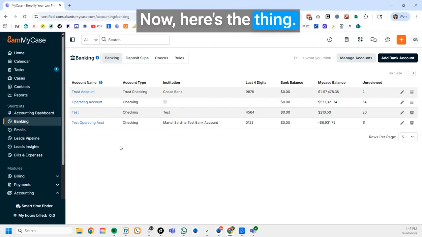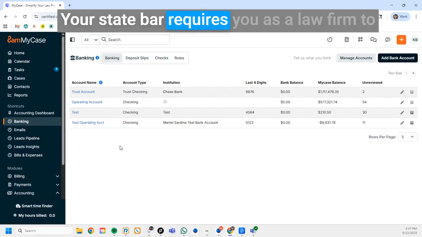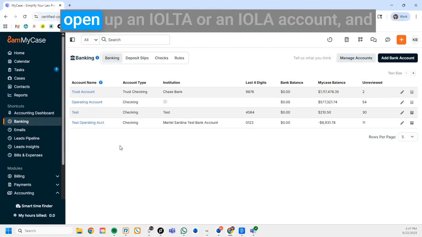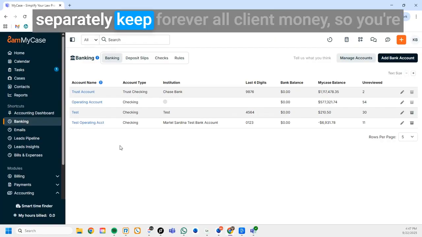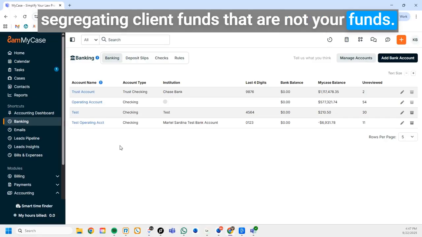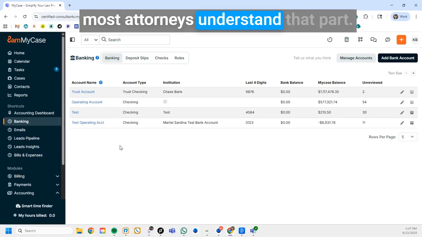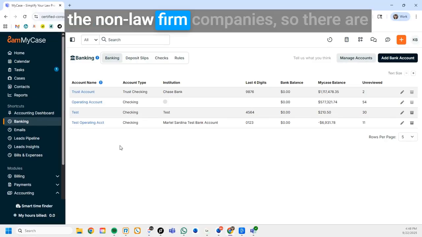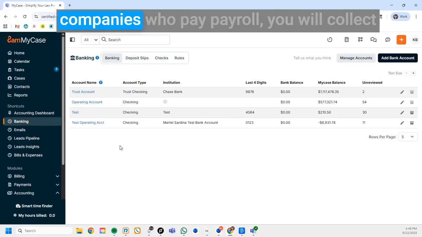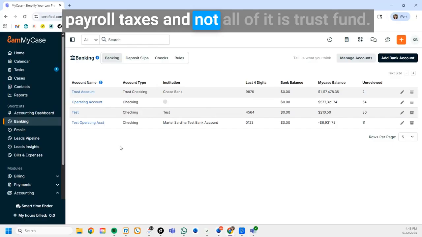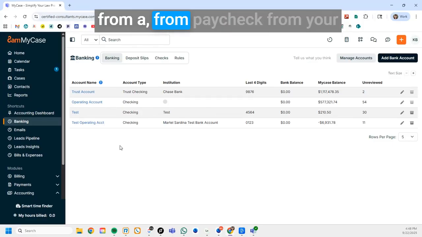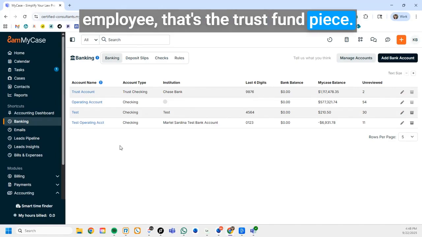Now, here's the thing. Your state bar requires you as a law firm to open up an IOLTA or an IOLA account and separately keep forever all client money. So you're segregating client funds that are not your funds. Most attorneys understand that part. The non-law firm companies, so companies who run payroll, you will collect payroll taxes, and not all of it is trust fund, just the portion that you're withholding from the paycheck of your employee. That's the trust fund piece.